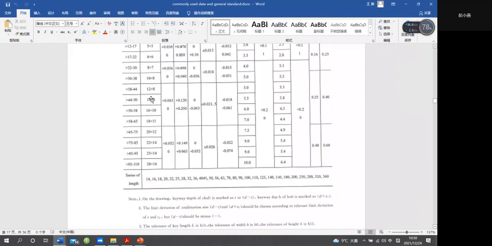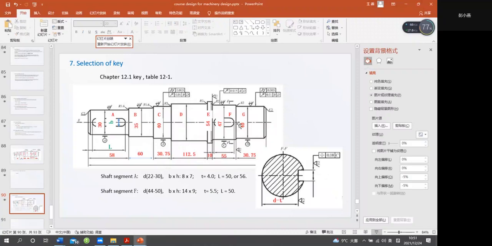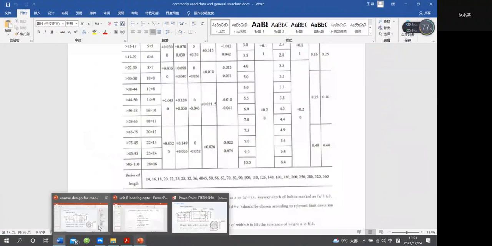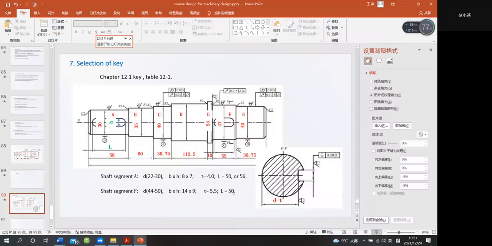So B is 40 and T is 5.5, okay? So this B is 40 and this T is 5.5, and this length D is 47 minus 5.5. And the length of the segment F is 55, but we modify this as 53, a little smaller than the wings of 01, 53. So we can choose 50 for the length of the K. Okay, so we choose L is 50 millimeter.